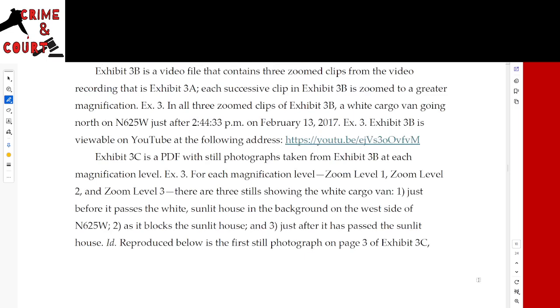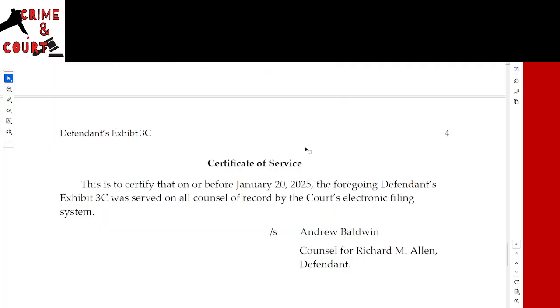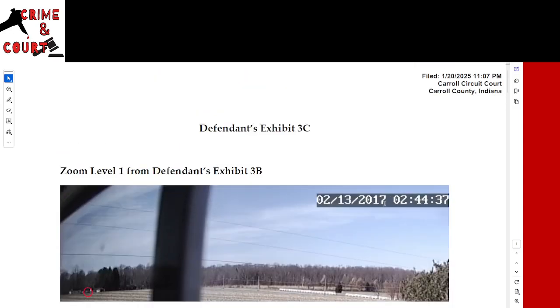Exhibit 3C is a PDF with still photos taken from Exhibit 3B at each magnification level. We looked at that. Whoops, that's the other one. This is the magnification. So there are 3 magnifications they're saying.